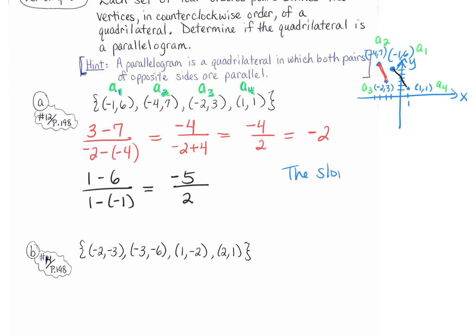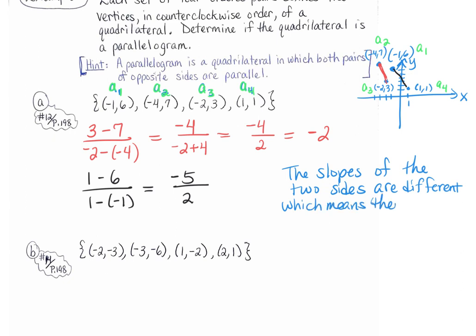So the slopes of the two sides are different, which means the lines specifically are not parallel. So does the quadrilateral form a parallelogram? No, this is not a parallelogram.